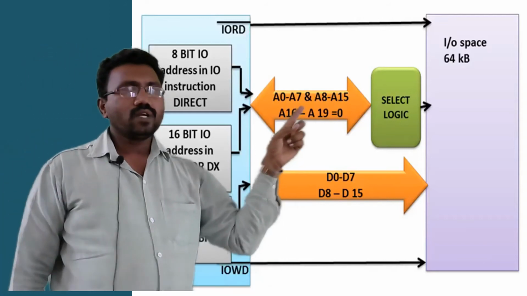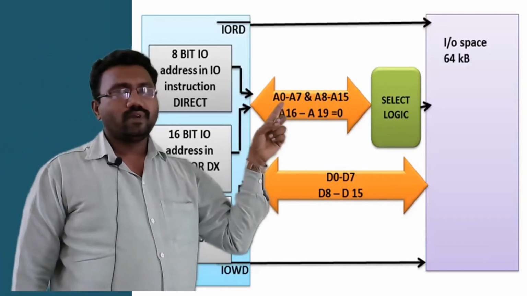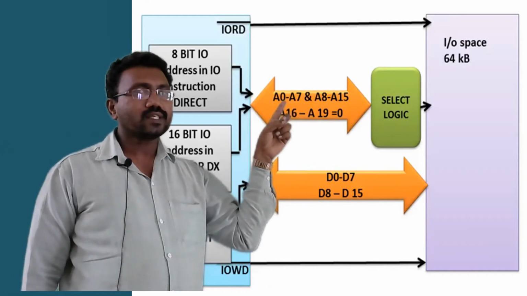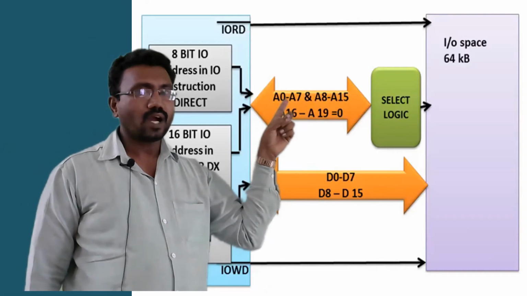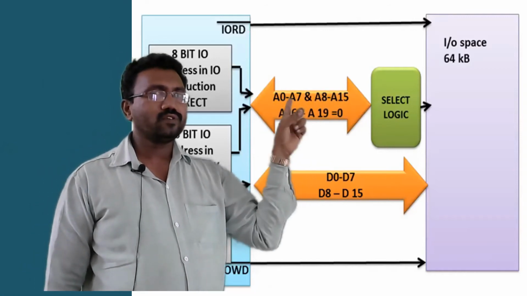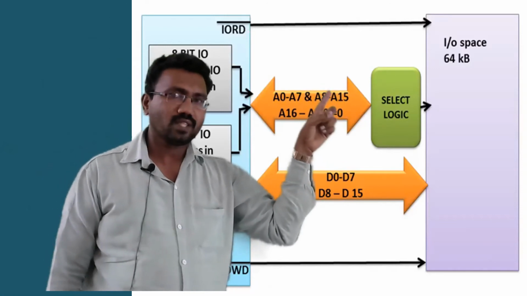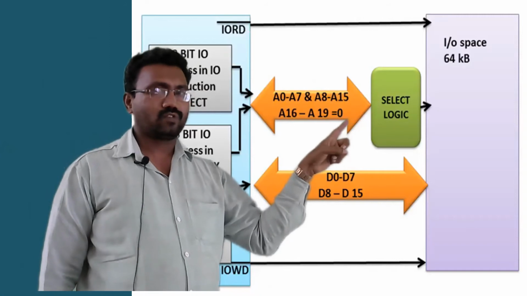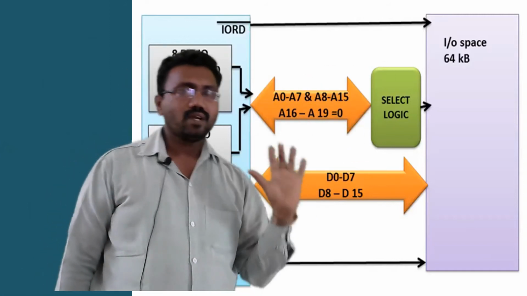Out of 20 address lines, whenever the processor wants to access the I/O devices, it generates only a 16-bit address. That's why out of 20 we use only A0 to A15 to specify the I/O device address. The remaining A16 to A19 are set to 0, to select one of the devices.